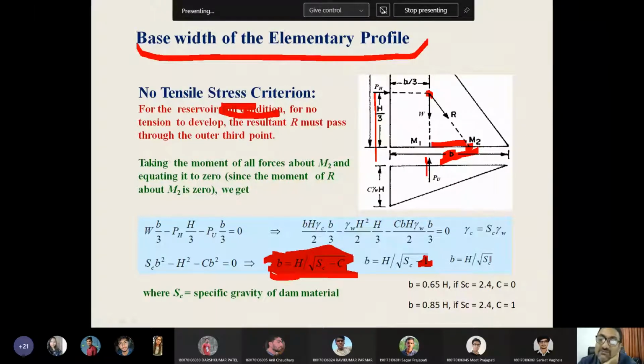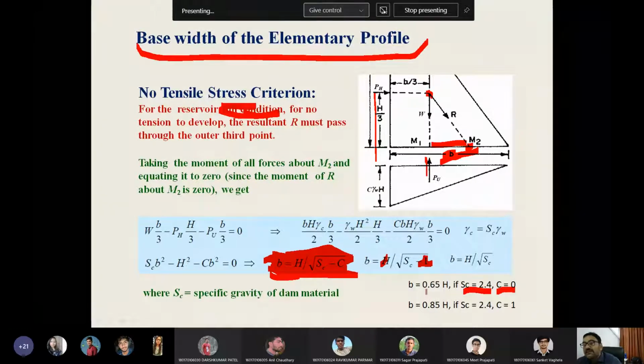Look at this. If we are aware of the C coefficient and the height, then we can easily find the value of the base. How much it is going to be depends. If we use the specific gravity as 2.4 and the value of C as 0, we use this equation. In that case, B, the base width of the dam, comes out as 0.65, or 65% of the height.